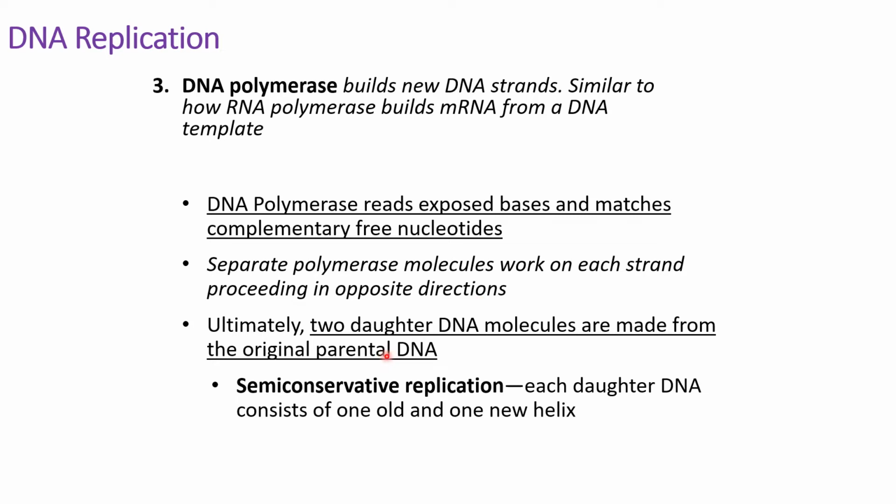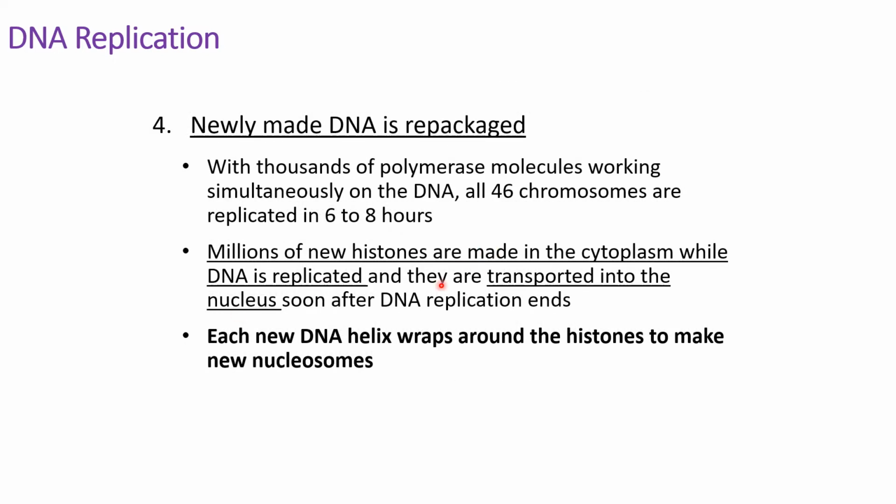Eventually, what you end up with is two daughter DNA molecules that were made from the original parental DNA. So the two daughter DNA molecules are complementary to the parental DNA code. We call this semi-conservative replication. All this simply means is that each daughter DNA consists of one old, original strand and one new strand. And so those two strands will then come together to form a double helix for that new daughter cell. Finally, we will have the newly made DNA repackaged.